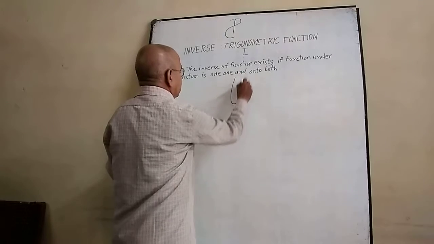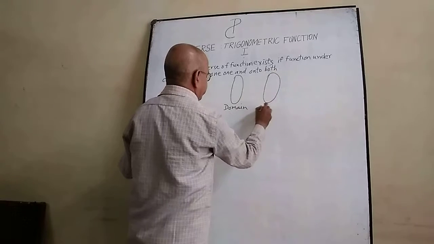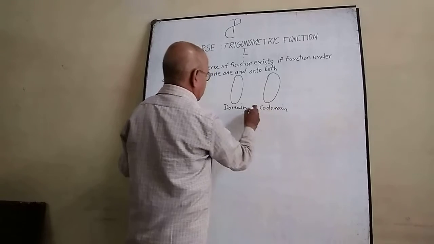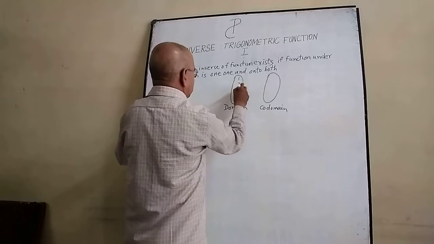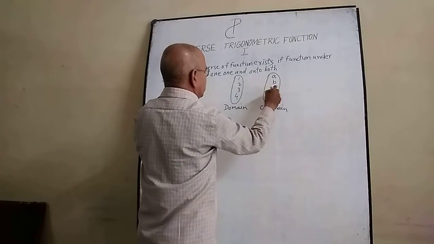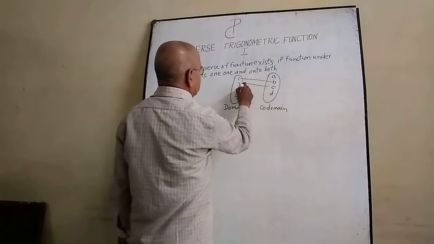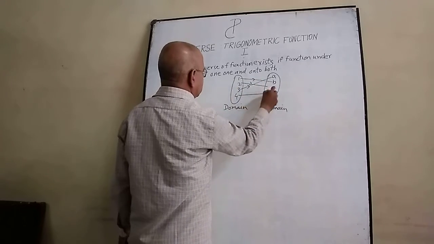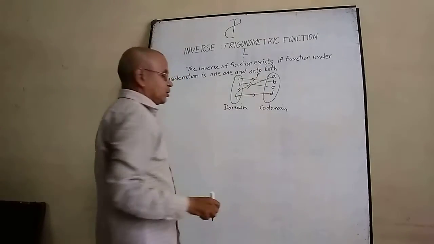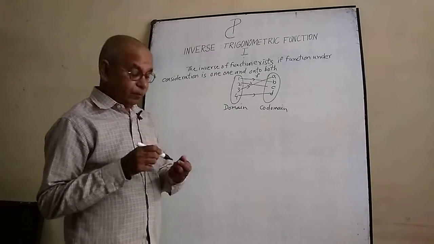Suppose this is my domain and this is my codomain. So 1, 2, 3, 4 are the elements of the domain, and the elements of the codomain are A, B, C, D. Then 1 is the image of B, 2 is the image of C, 3 is the image of A, and 4 is the image of D. And this is represented by this function. This is an example of a 1-1 and onto function.